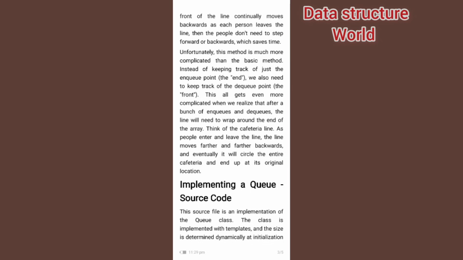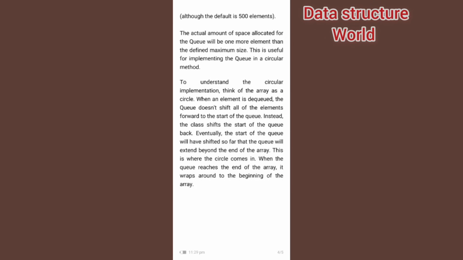This class is implemented with templates and the size is determined dynamically at initialization, although the default is 500 elements. The actual amount of space allocated for the queue will be one or more elements than the defined maximum size. This is useful for implementing the queue in a circular method. So, first in first out.